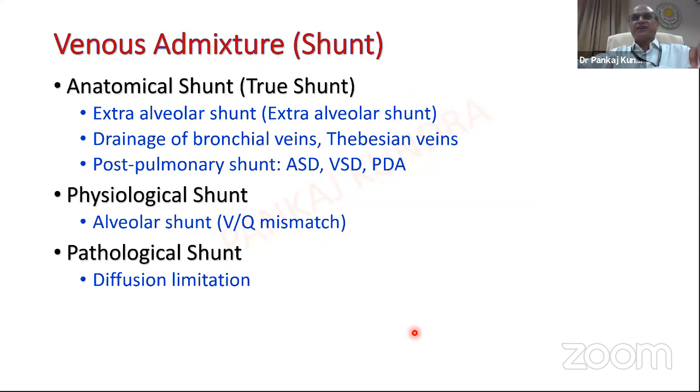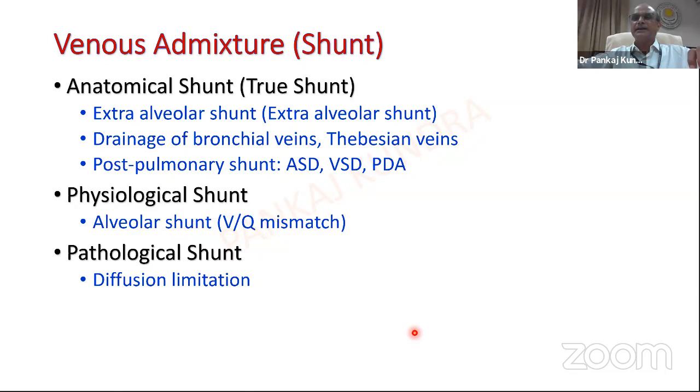The other thing we come to know about the A-a gradient is, when we talk about venous admixture, we know there are three types of shunts: the anatomical shunts, which are extra-alveolar; the physiological shunts, which happen because of VQ mismatch; and diffusion limitation. So at the bedside, is it possible for us to calculate the shunt fraction without going into too many calculations?